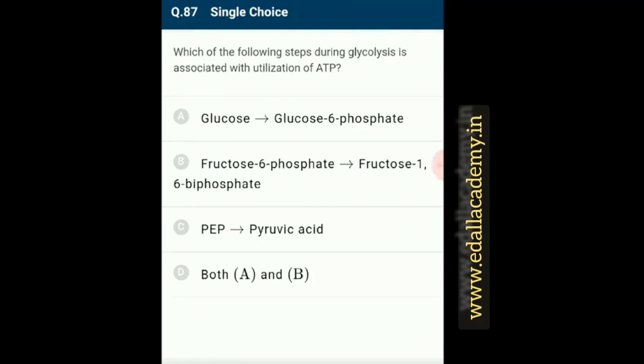Question number 87. Which of the following steps during glycolysis is associated with utilization of ATP? Glycolysis is the process of breakdown of glucose to extract energy, and ATP is utilized. At the same time, during the conversion of fructose 6-phosphate into fructose 1,6-bisphosphate, ATP is also utilized. So the answer for this question is option D, both A and B.